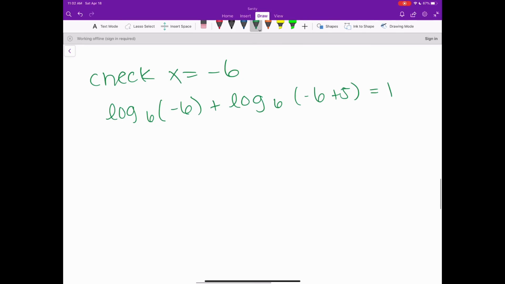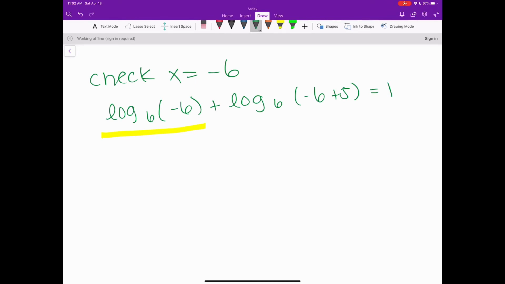Maybe we'll get a true statement. Maybe we'll get something that doesn't really make any sense. Okay, I'm going to look at this first part. Oh, it keeps flipping to eraser. I'm going to look at this first part here and say, okay, let's try and evaluate this expression down, this log base 6 of -6.